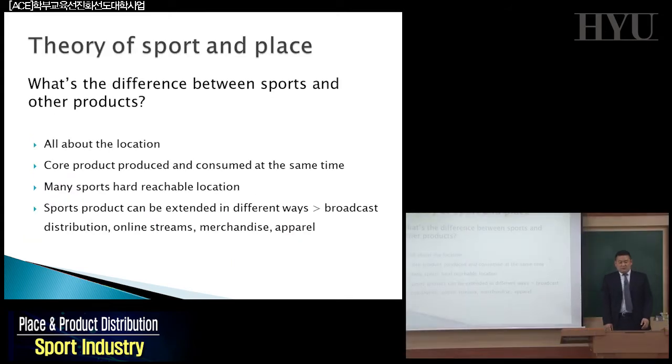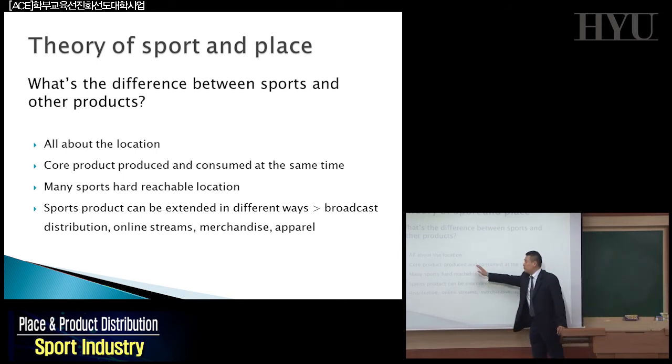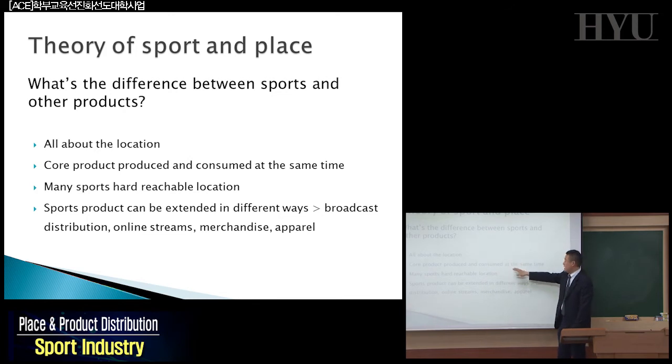A theory of sports and place. What's the difference between sports and other products? In order to see the place, you guys have to know the difference between sports products and other products, okay? It is about the location and the core product produced and consumed at the same time. Those kinds of things are very, very important. That is the pure difference between other products and sports products, right? The sports core product is produced and consumed at the same time. What does this sentence mean?